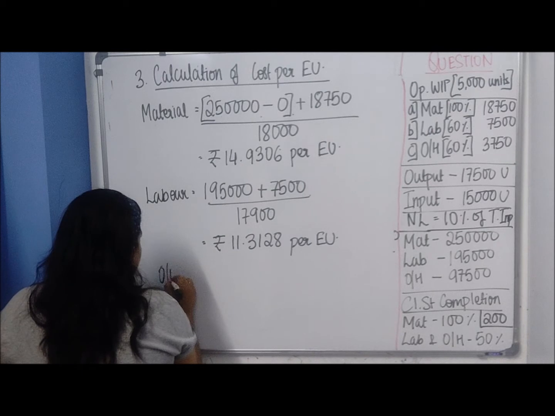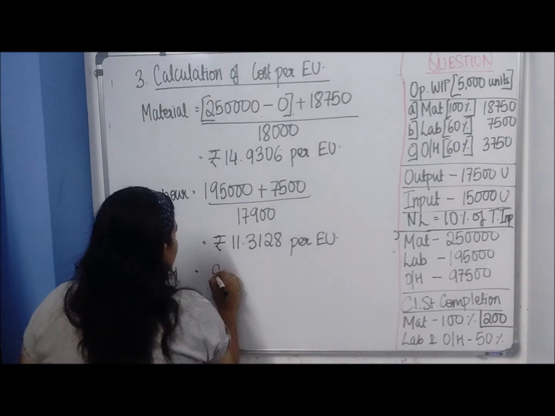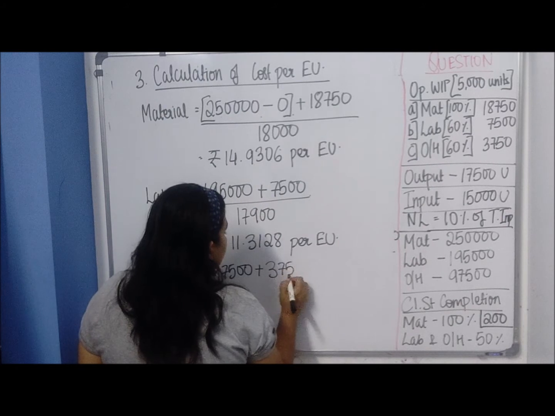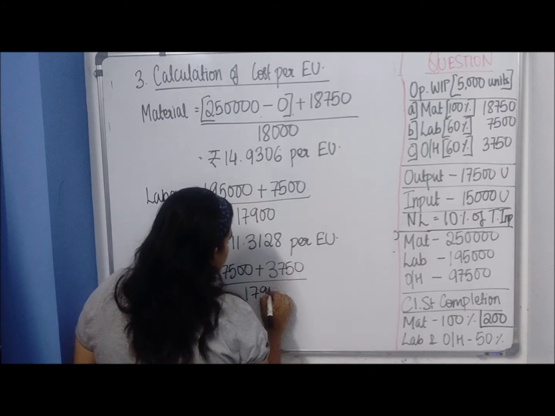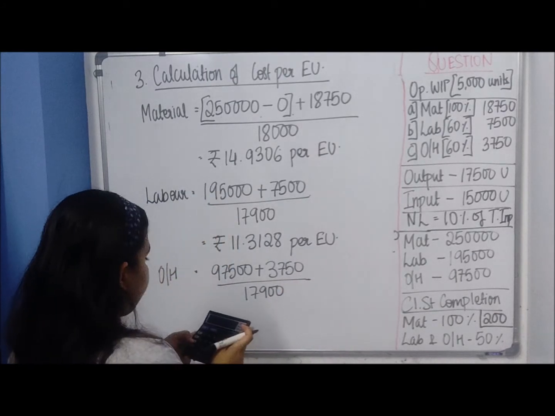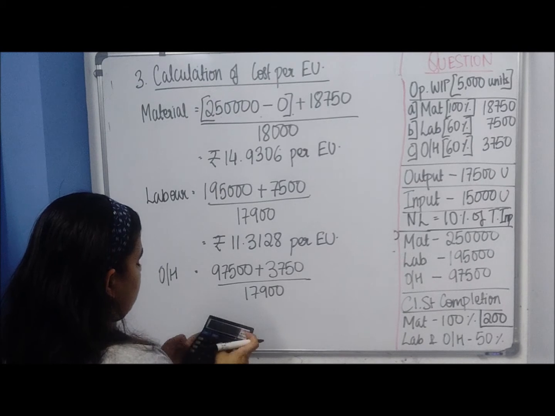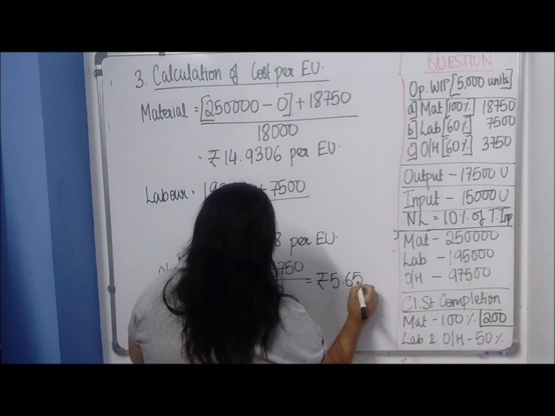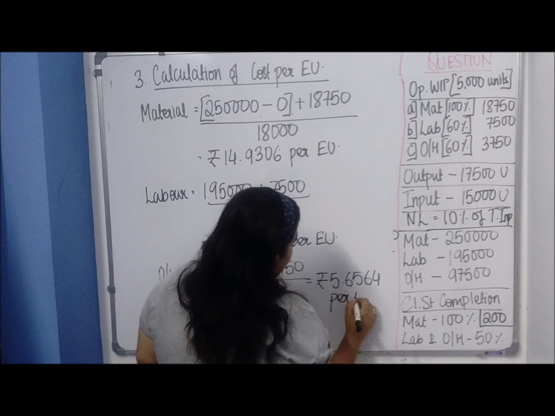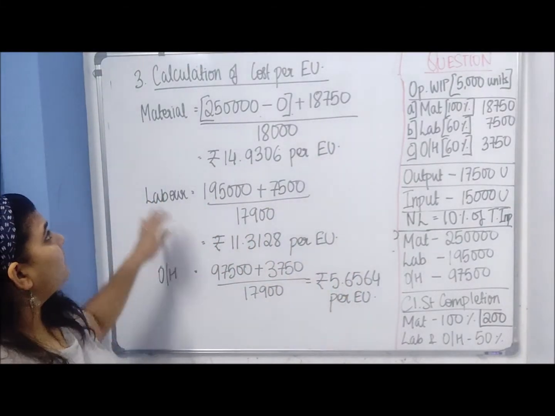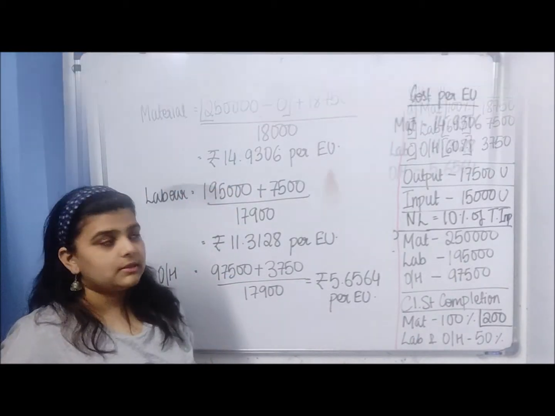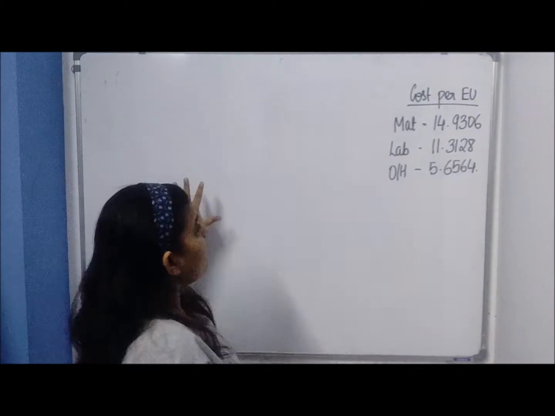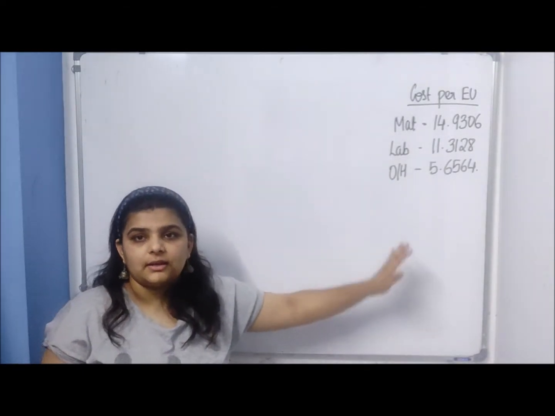And the next one, overheads. Overhead cost is 97,500 plus 3,750 divided by 17,900 units. That is equal to rupees 5.6564 per equivalent unit. So we are done with step 3, where we calculated the cost per equivalent unit. I have just written down all the equivalent costs for material, labor and overheads. Because of the space constraint, I have written down this and erased everything else.